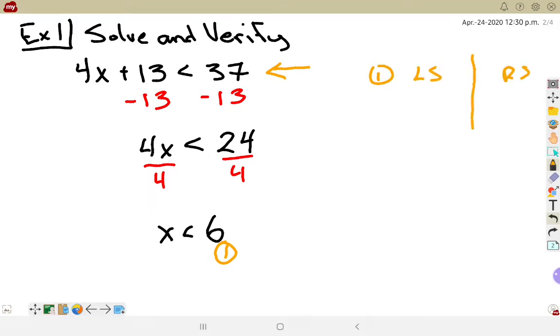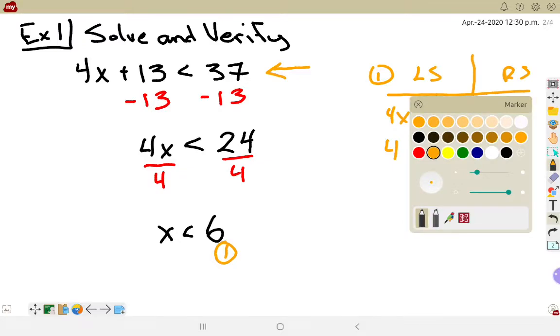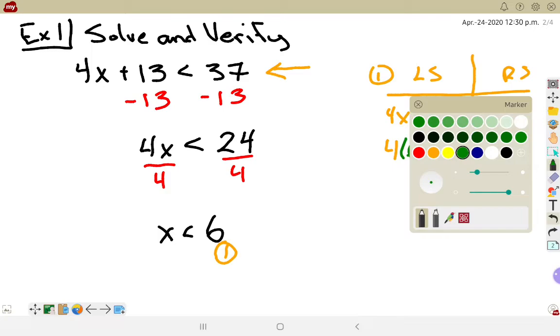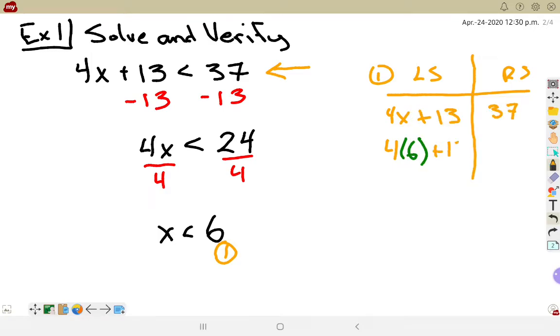So we're going to do that by verifying just like we did with equations. I'm going to say on the right hand side we had 37, on the left we had 4x plus 13. And what I'm going to do is substitute in that value of 6 instead of x. And so now I have 4 times 6 plus 13. 4 times 6 is 24, and 24 plus 13 is 37. Okay, so there we go, we have the correct boundary point.